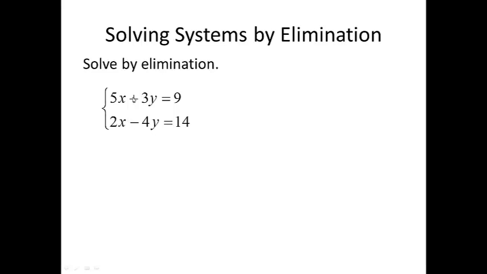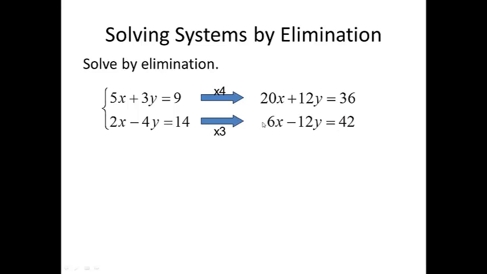Since this is already negative and positive, since the signs are already opposite, I'm going to do the 3 and the 4. I'm going to multiply this one by 4, and I get 20x plus 3y is equal to 36. And I get 2x minus 4y is equal to 14. Multiply that by 3, and I get 6x minus 12y is equal to 42. The reason I multiply by 3 and 4 is so I can make these 12s, positive 12 and negative 12. Now I can go ahead and add those together.